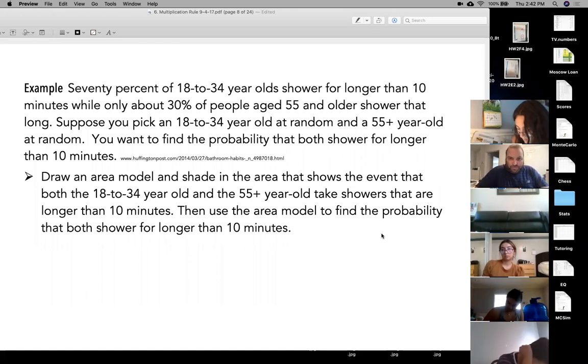Example. 70% of 18 to 34-year-olds shower for longer than 10 minutes, while only about 30% of people aged 55 and older shower that long. Suppose you pick an 18 to 34-year-old at random and a 55-plus-year-old at random. You want to find the probability that both shower for longer than 10 minutes.